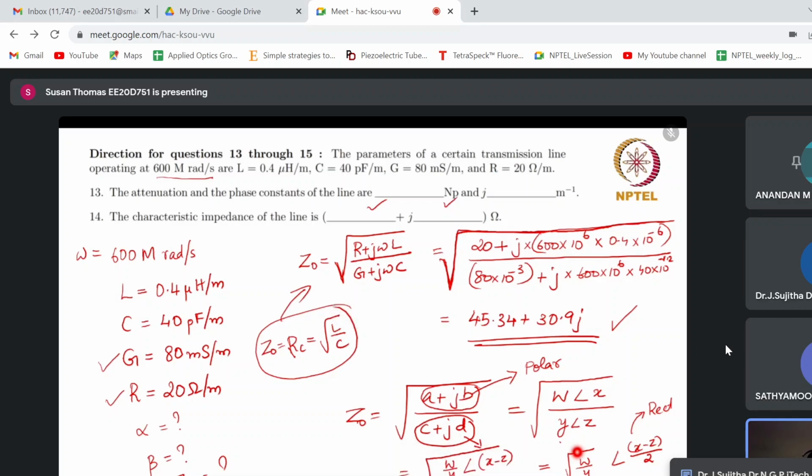Yes, you need to use the calculator for conversion. Yes, you are allowed to use a calculator for converting from rectangular to polar or polar to rectangular. Any conversions you can do.